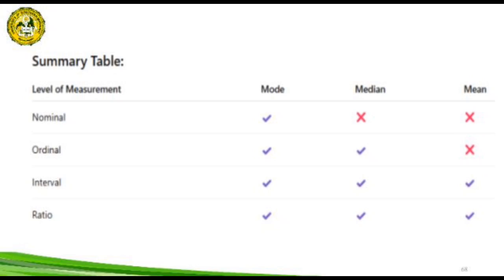And in the interval, the appropriate central tendency is the mean, which is the best measure if we have a lot of data, so we can get the average. Sometimes we can also use the median and mode depending on the distribution. Interval does not have a true zero, while the ratio has the same explanation as the interval but with a true zero.